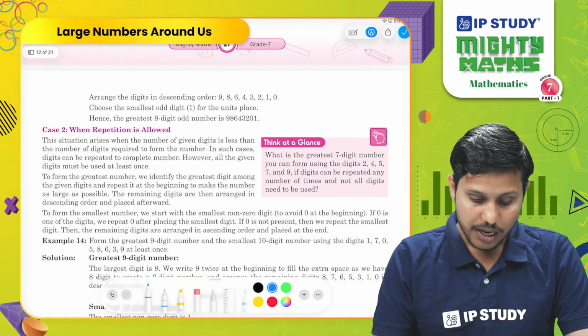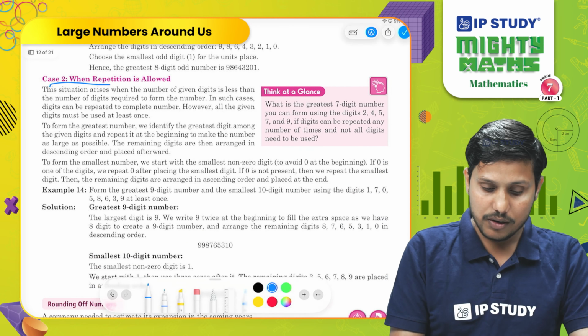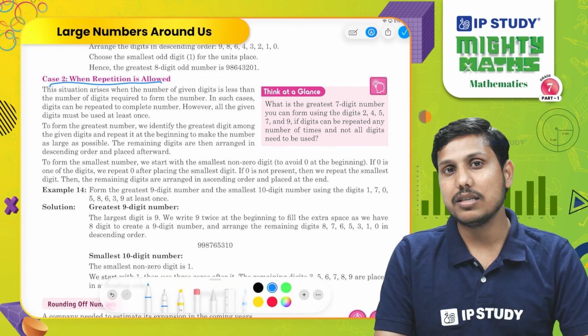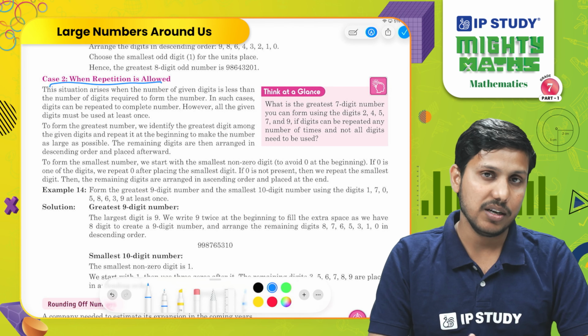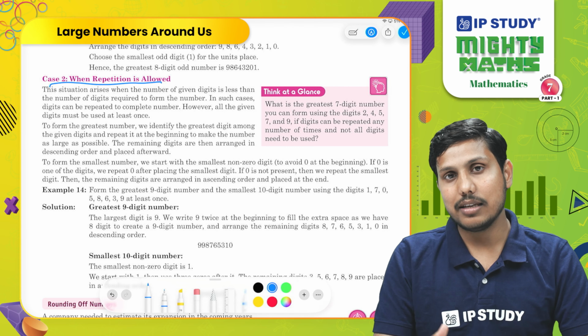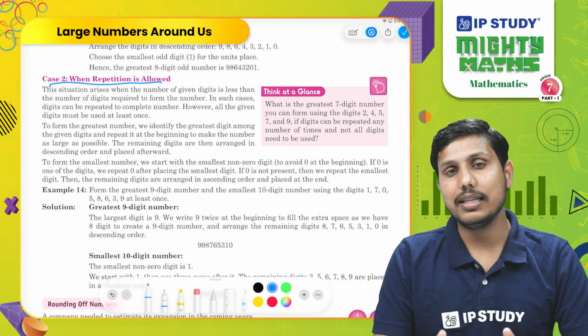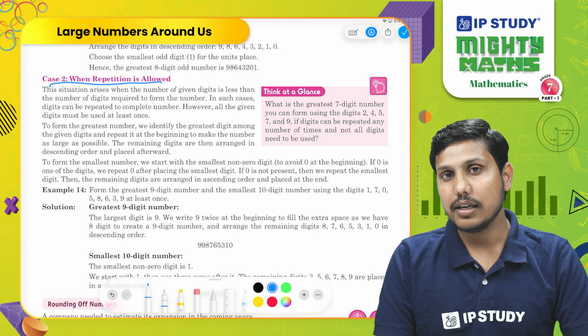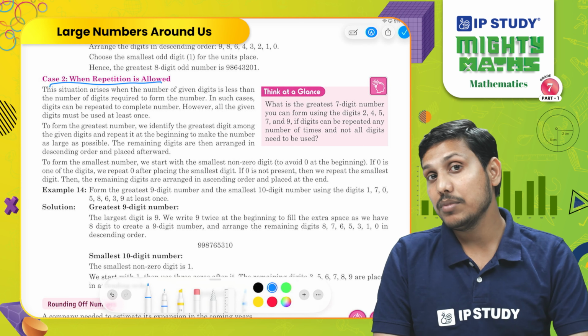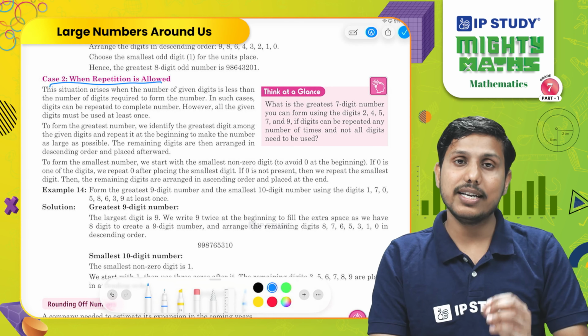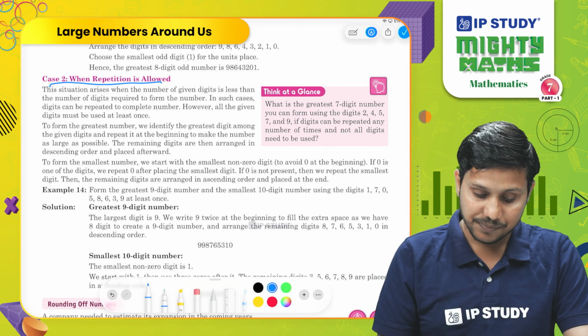Okay. Now when we say that repetition is allowed, it means the number of digits is less than what is required to form the number. In that case, as I have already told you, we need to repeat the greater digit when we have to form the greater number, and we have to repeat the smaller digit when we have to form the smaller number.